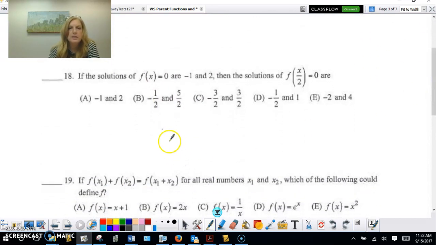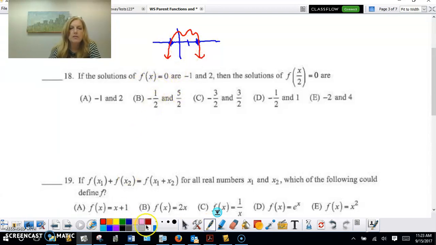Here in 18, here are my solutions to f of x equal to 0. And I want to know what are solutions to this. Well, let's think about what we mean when we say solutions. We have a function where your y is set equal to 0. So what they're basically giving you here at -1 and 2 are x-intercepts. So the function itself, we don't know what it's doing, but we're saying it crosses the x-axis at these 2 values.